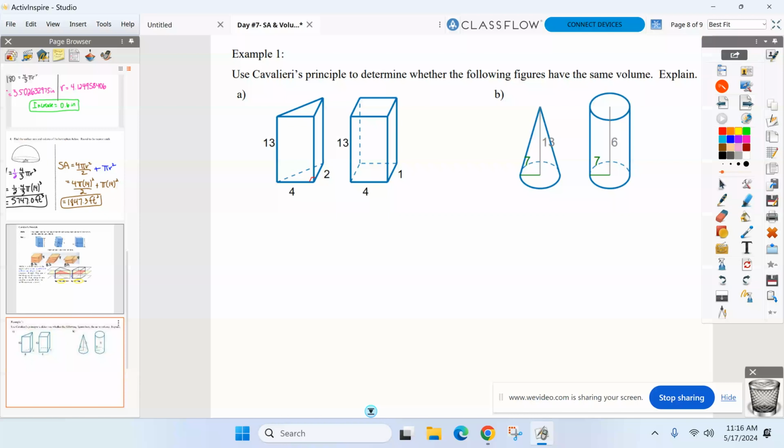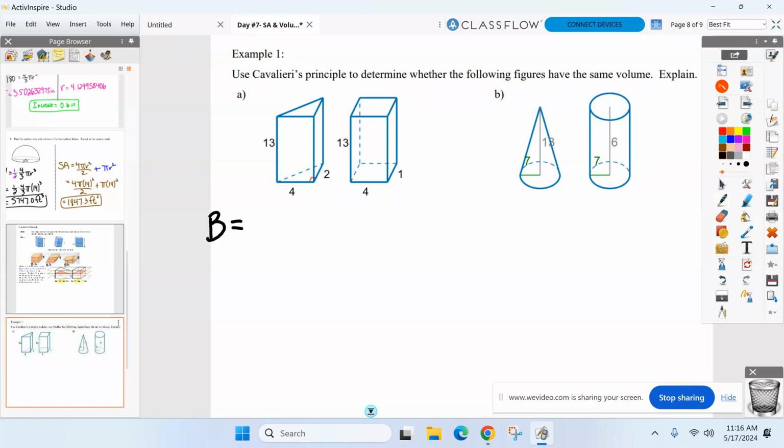A triangular prism and a rectangular prism. I do not want you to find the volume here. That's not the purpose of this exercise, finding the volume and comparing them. It's using Cavalieri's principle, which says, all right, start with the triangular prism. Find the area of the base. Find the area of that triangular base.